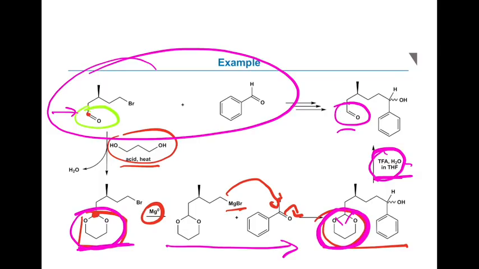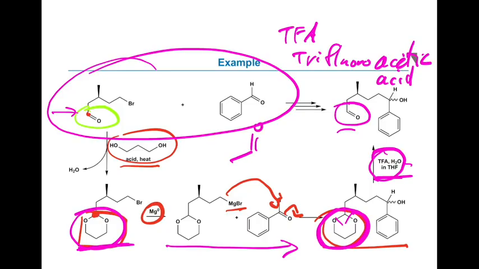TFA. Who knows TFA? You should know that three-letter acronym. TFA stands for... Oh, really? Okay, sorry. TFA is trifluoroacetic acid. It looks like a carboxylic acid with 3 fluorines on here. Fluorine, fluorine, fluorine. Think of it like acetic acid on steroids. This is about as dangerous as you're going to get and way stronger than a normal acetic acid. Any other questions? Yeah.